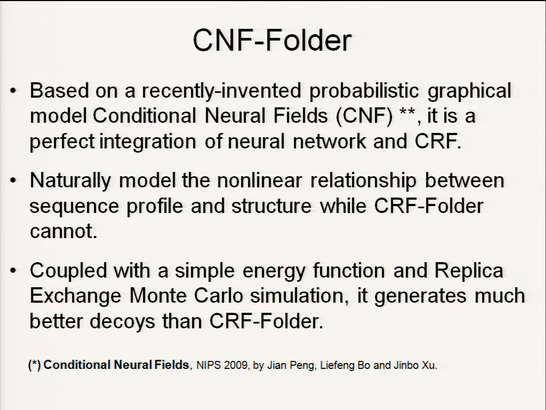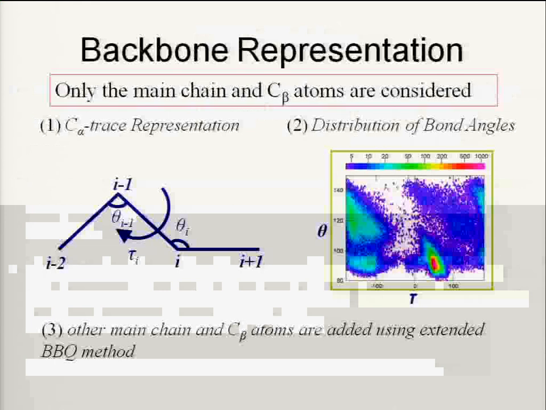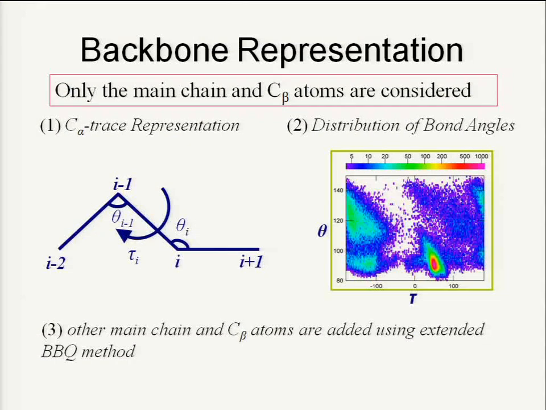cannot. This CNFfolder is coupled with a simple energy function as well, but uses a different energy minimization method. We use replica exchange here. Coupled with replica exchange Monte Carlo simulation, CNFfolder generates much better decoys than CRFfolder. Both CRFfolder and CNFfolder use a continuous representation of the backbone.